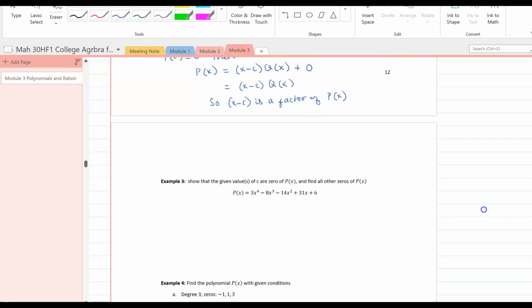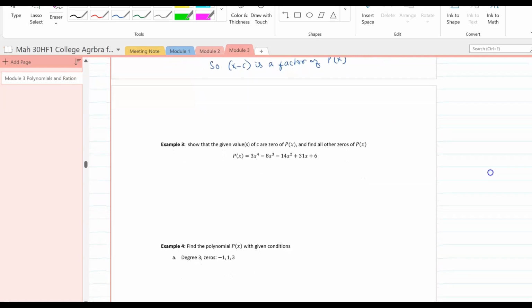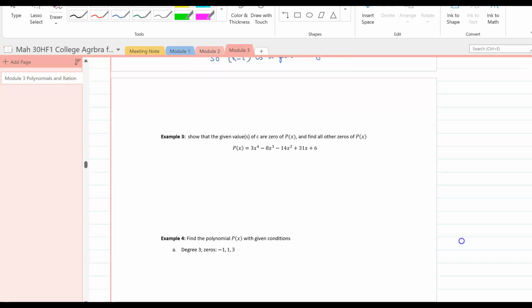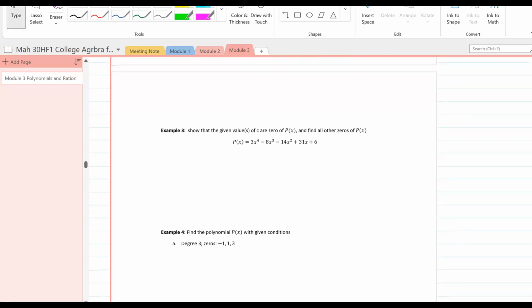Next one. Show that the given values of c are zeros of p of x and find all other zeros of p of x. Well, it would be helpful if we know what the value of c is. Hang on one second. c here is equal to -2 and c equal to 3. So show that the given values of c are zeros of p of x.